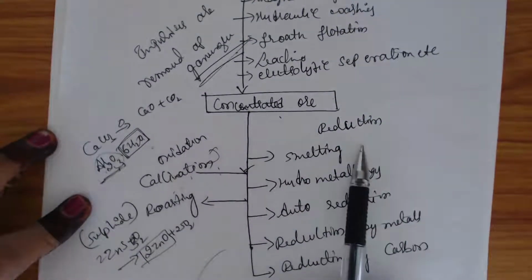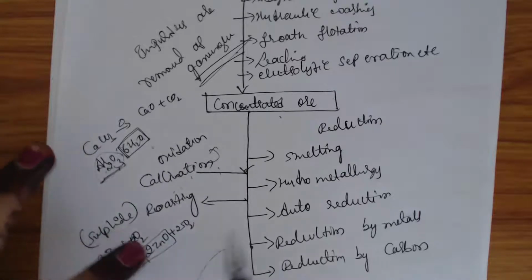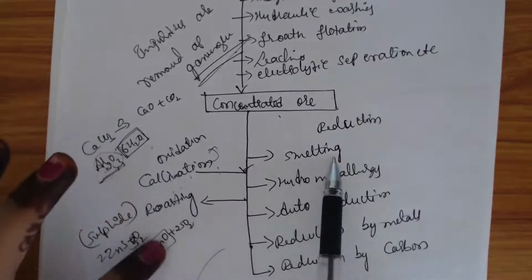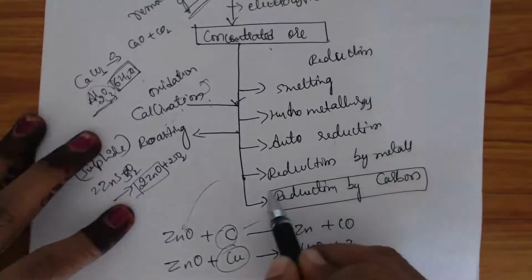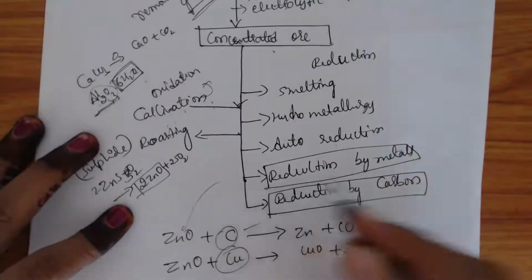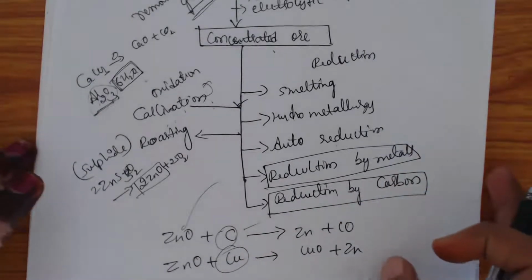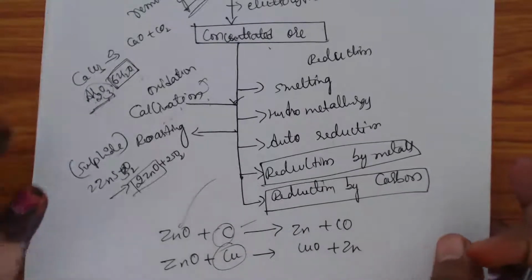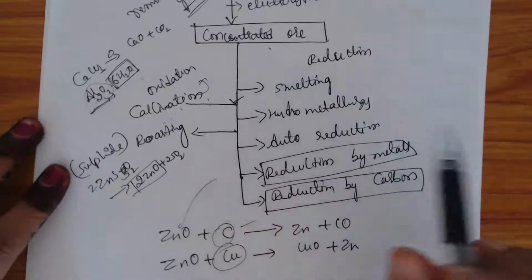So the concentrated ore is subjected to oxidation and reduction. Oxidation takes place by calcination and roasting. Reduction takes place by any one of these methods. So preferably we choose reduction by carbon and reduction by metals. This is the very easy and suitable method to reduce the respective metal. Okay, so this is the way to get the metal from the concentrated ore.